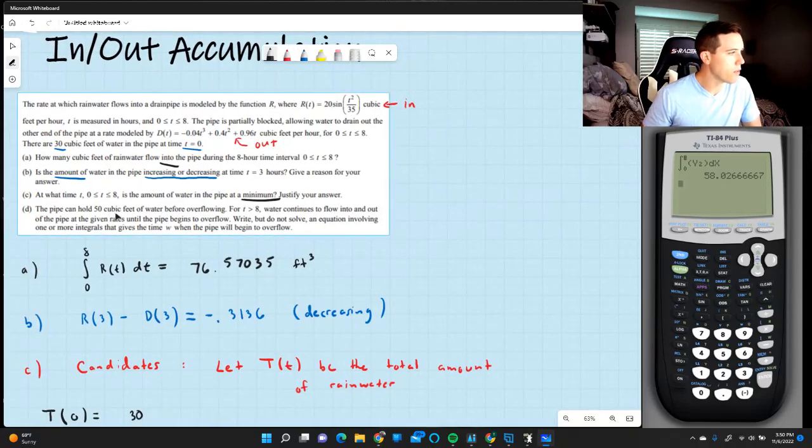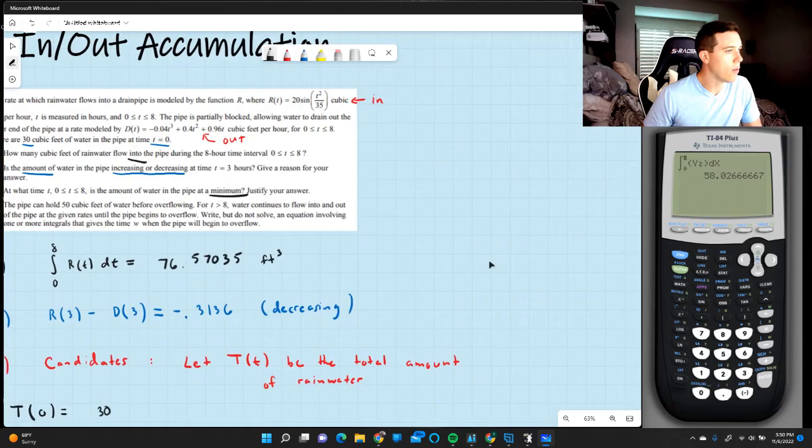The pipe can hold 50 cubic feet of water before overflowing. For t greater than 8, water continues to flow into and out of the pipe at the given rates until the pipe begins to overflow. Write, but do not solve, an equation involving one or more integrals that gives the time when the pipe will begin to overflow. So I want to know when this equals 50, essentially, is what's going on here.